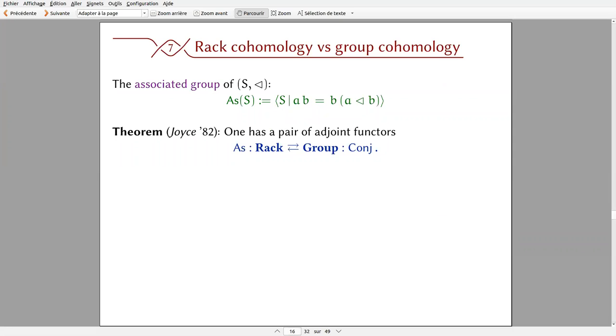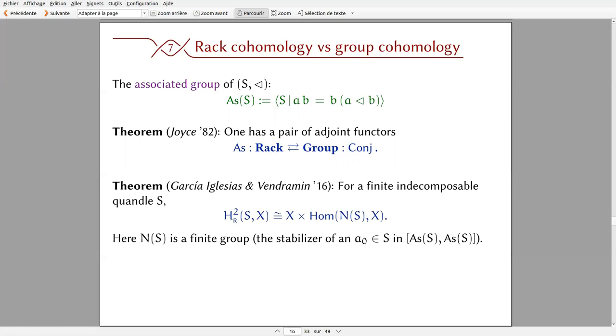Now I'll talk slightly more about the associated group. One of the remarks is that it is actually a part of an adjoint functor. From a rack, you can construct a group using this definition. And on the other hand, at the beginning, I explained that if you have a group and consider the conjugation operation on it, it gives you a quandle, and so in particular a rack. It is actually a pair of adjoint functors.